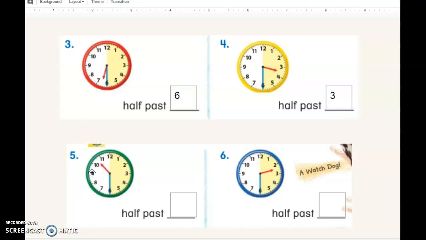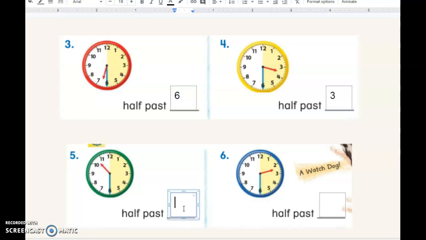So question number 5. Look where the hour hand is pointing, which is the shorter hand. It's in between 10 and 11. What number comes before? 10. Half past 10. Last one. Let's look at the hour hand. It's pointing in between the 2 and the 3. 2 comes before, so it's half past 2.